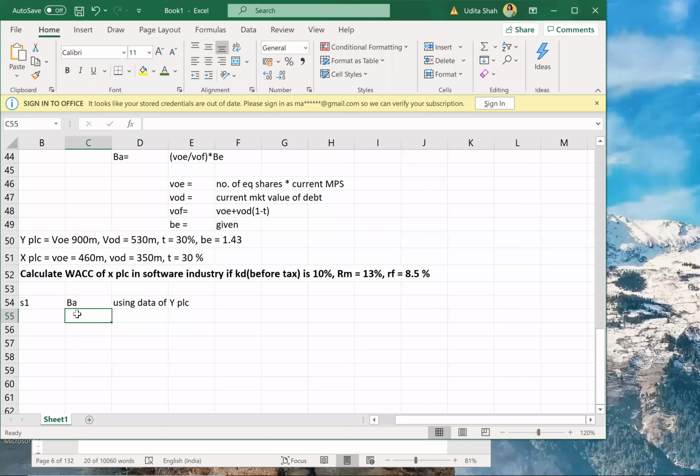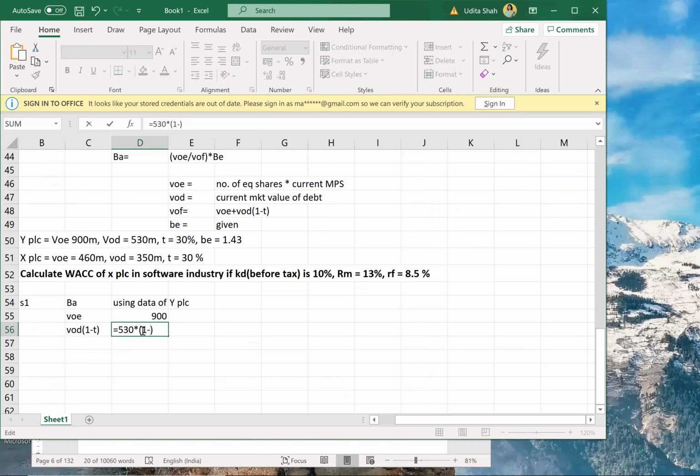Value of equity is already given. Y PLC value of equity is 900 million. Value of debt they have given is 530, but I don't want value of debt. I want value of debt net of tax. I will always want value of debt net of tax. That will be 530 into 1 minus t. Tax rate is 30%, so 0.3. So 530 into 1 minus 0.3, or 530 into 70%. So value of debt is 371.